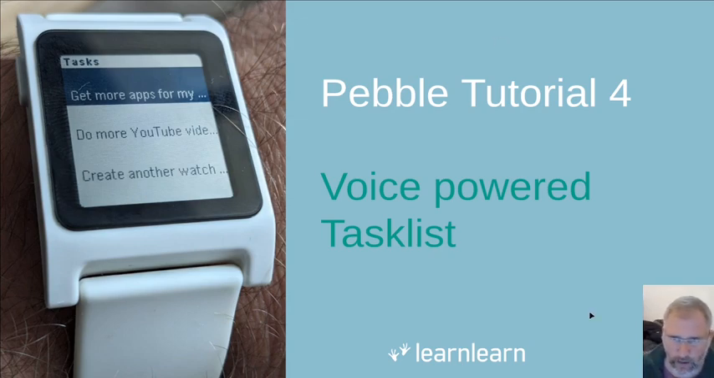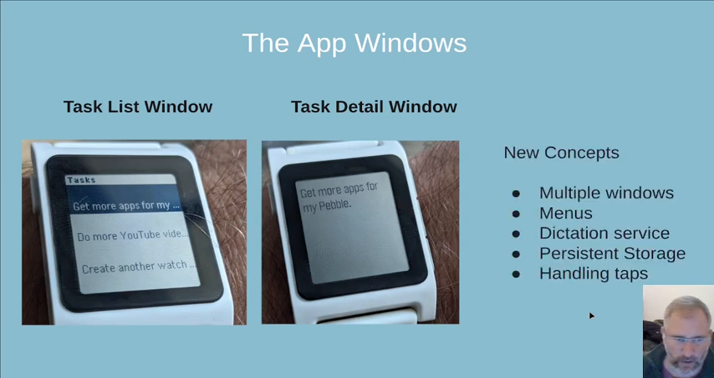Okay, so in this one we're introducing quite a few new concepts. Unlike the previous apps, which were all watch faces, we're making a full app, and this is going to contain multiple windows. The first window that loads is the one on the left-hand side, and this will be the menu of tasks that you've already created, you've already recorded. If you scroll, you can click up and down, and it will scroll through those tasks. Then if you middle click, it will take you through to the task detail window.